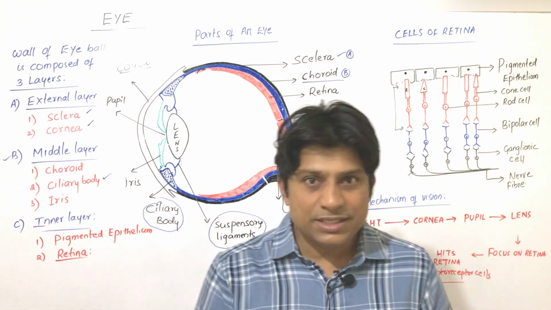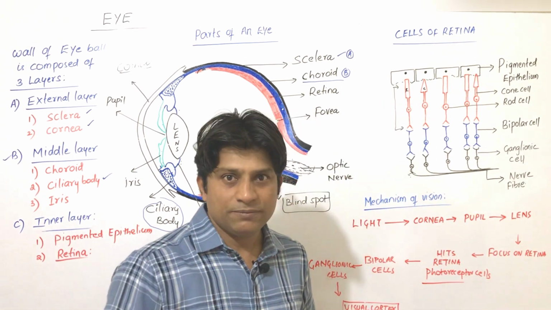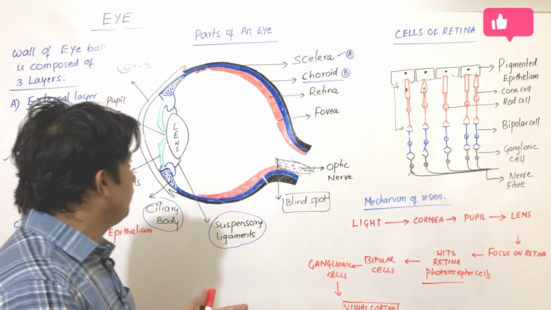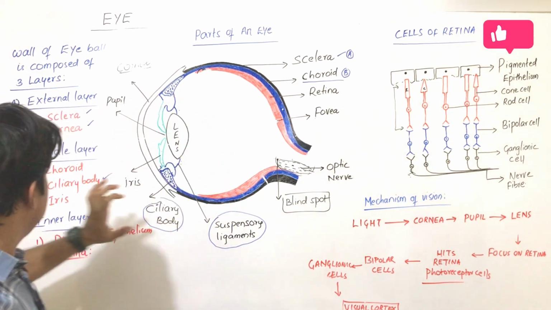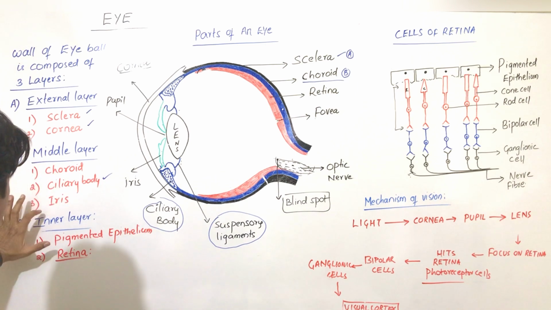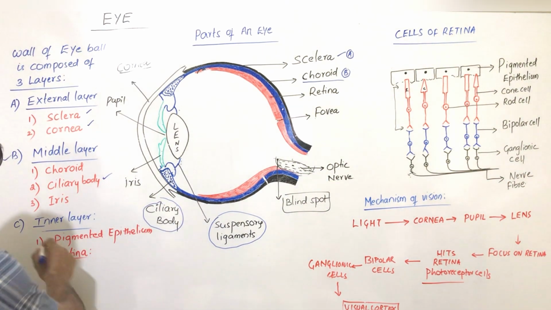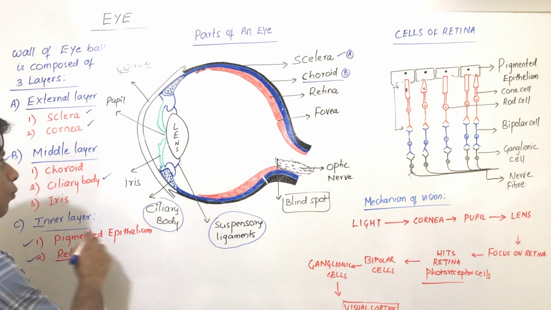Next, the lens is actually a crystalline structure. It is proteinaceous in nature and transparent. Now, this is your middle layer. Next, the inner or internal layer has one pigmented epithelium and one retina.